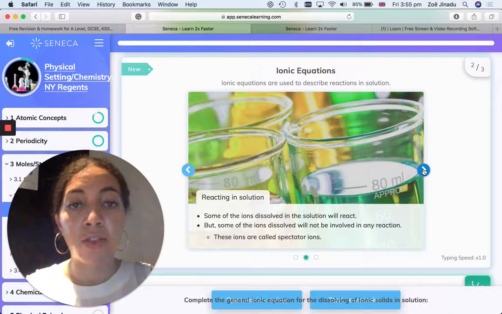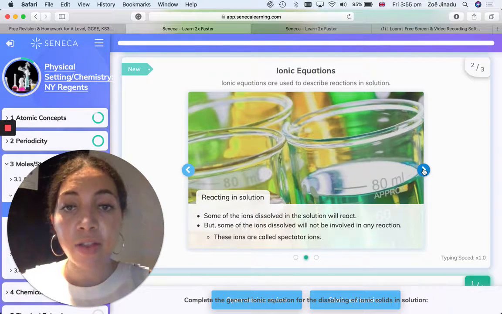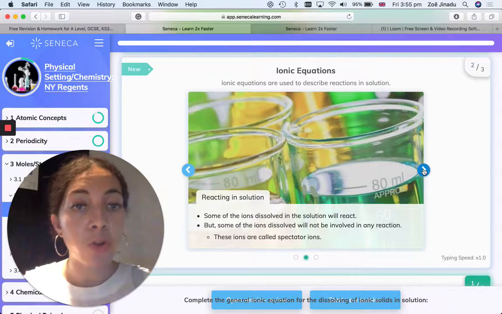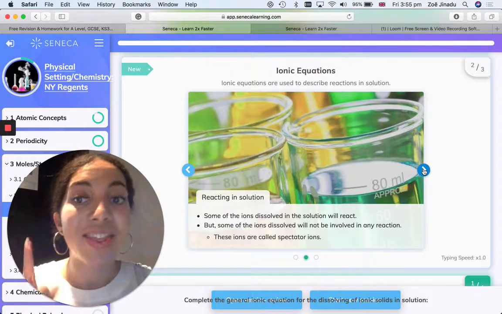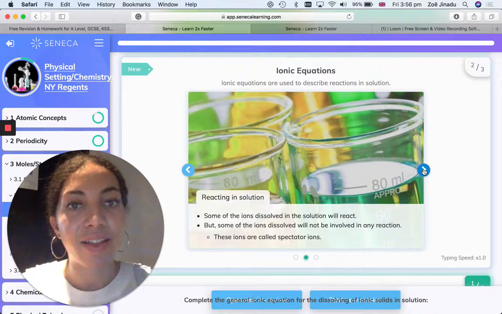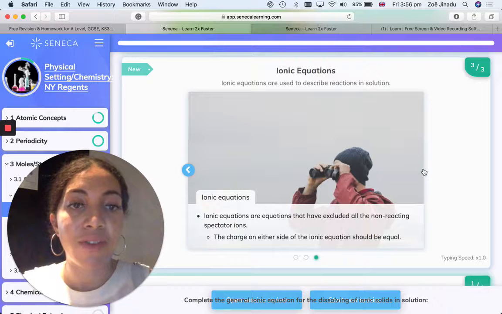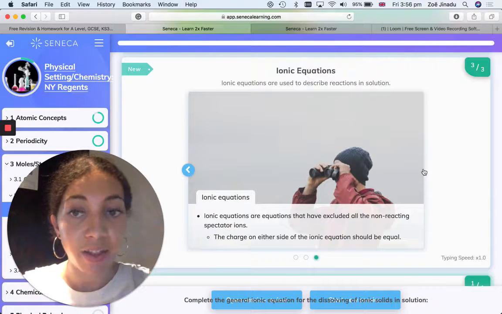Some of the ions dissolved in the solution will react in solution, but some of the ions dissolved will not be involved in any reaction. These ions are called spectator ions. Ionic equations are equations that have included all the non-reacting spectator ions.